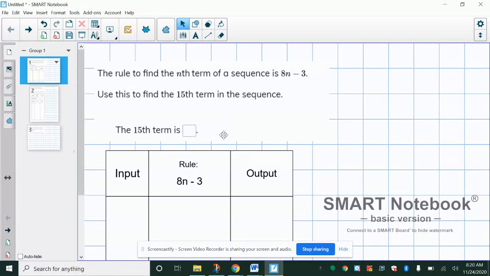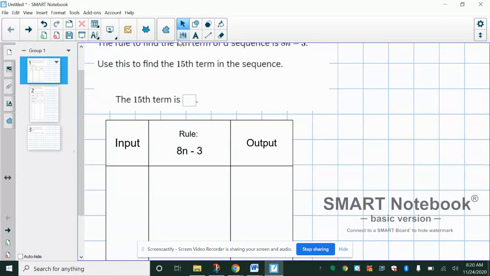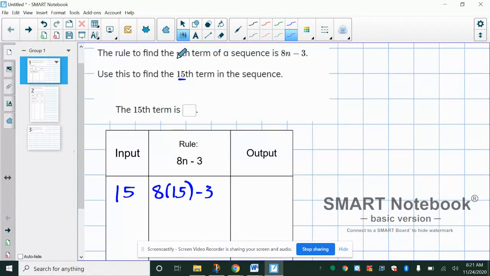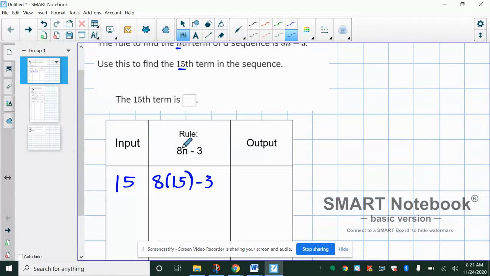The 15th term is, well, we'll take the number 15 and make it our input. We will replace the n with the value of 15. So it becomes 8 times 15. And multiplication always takes precedence over subtraction, so we'll go ahead and multiply 8 times 15 first, because in this case the 15th term is replacing the nth term, hence why we substitute 15 for n.